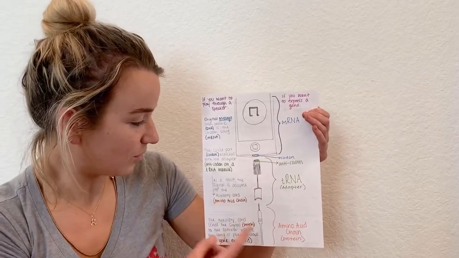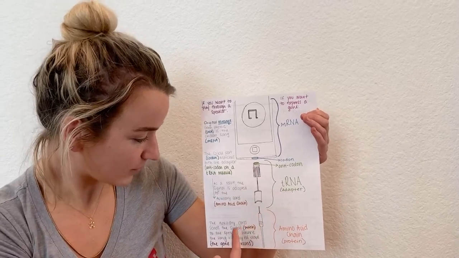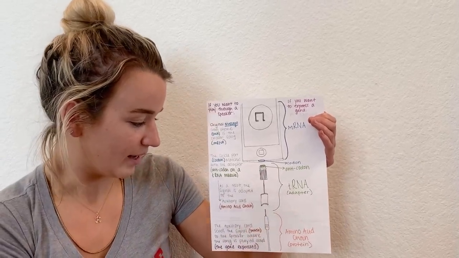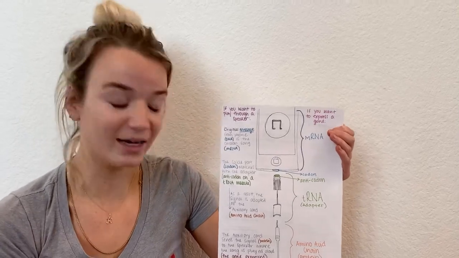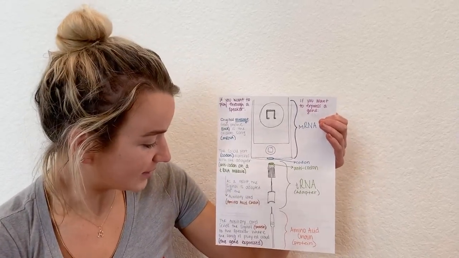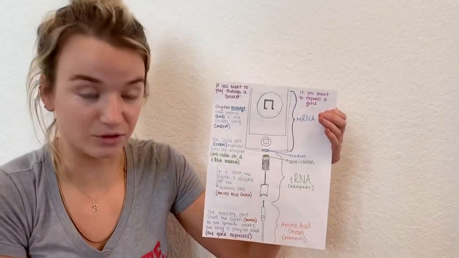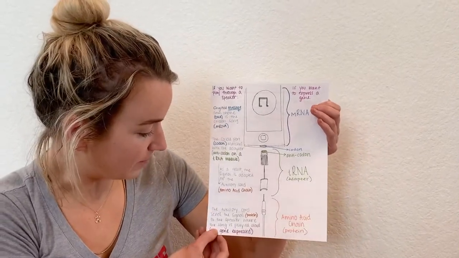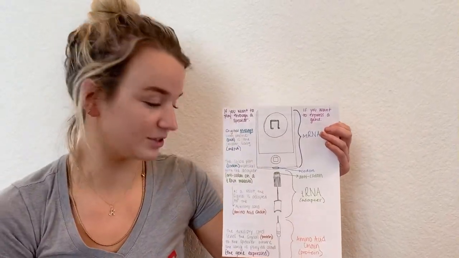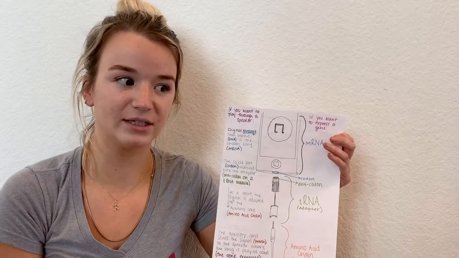This then, as a result, transmits the signal to the auxiliary cord, making an amino acid chain. The auxiliary cord then sends the protein, or signal in this case, from the phone to the speaker where it's played aloud. So then the protein would be expressed as a gene.